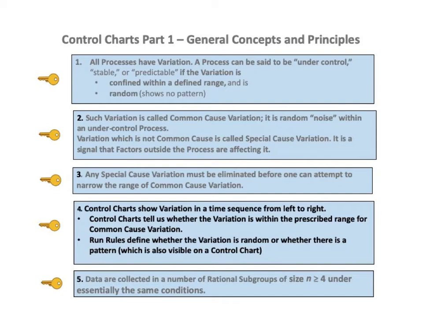Here are the 5 keys to understanding from Part 1. You can pause the video here if you'd like to review them. Now this Part 2 video will focus on the content of key number 4. It says, control charts show variation in a time sequence from left to right. Control charts tell us whether the variation is within the prescribed range for common cause variation. Run rules define whether the variation is random or whether there is a pattern, which is also visible on a control chart. There are several different types of control charts. This Part 2 video will focus on the characteristics of several different types of charts and which to use when.